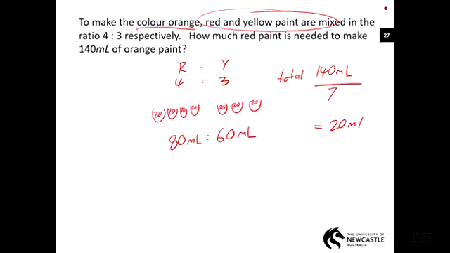I always like to check, does it add up to what I had? 80 and 60 is 140, yeah. It's in the ratio 4 to 3. And then the specific answer to the question that was asked was how much red paint is needed. Therefore 80 mils of red paint is needed. The 60 I didn't have to write down.